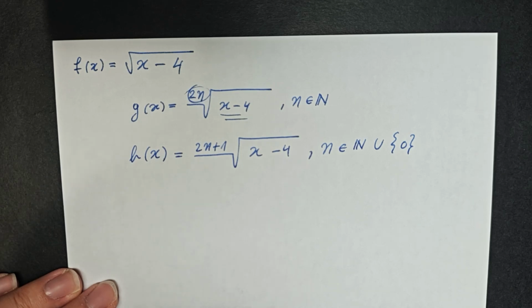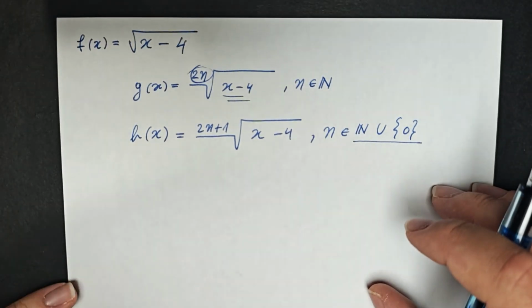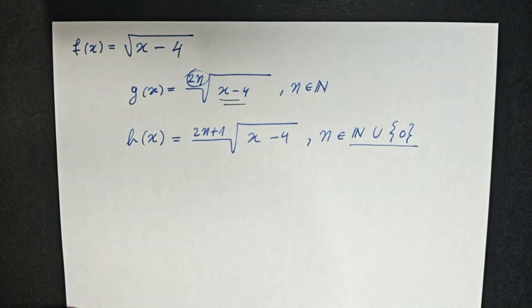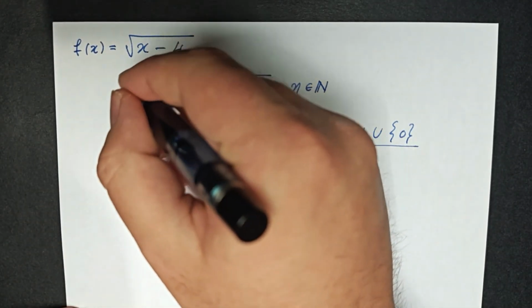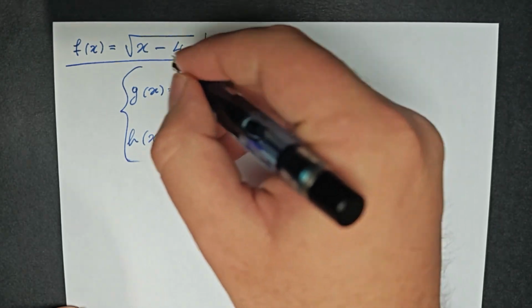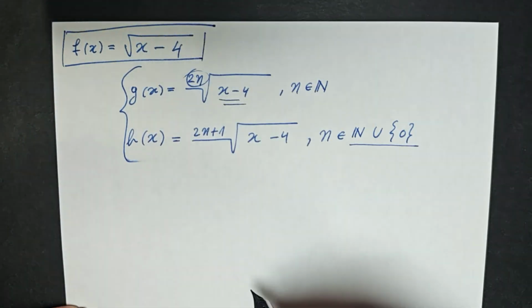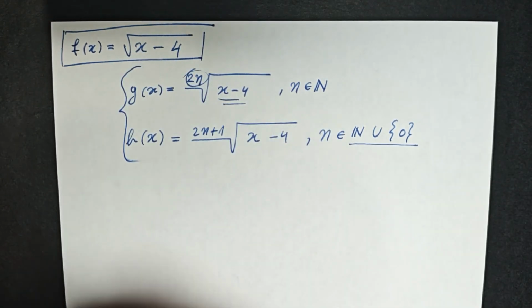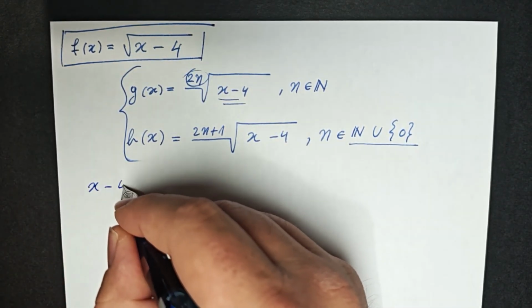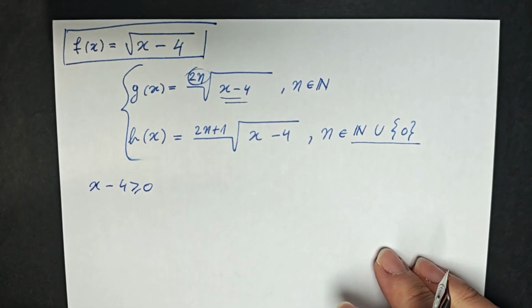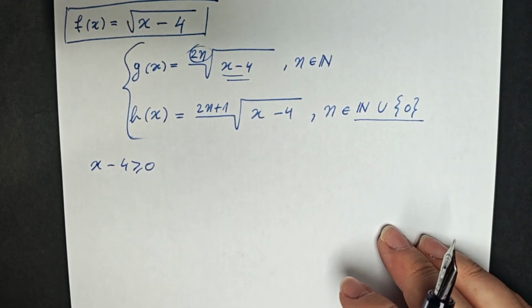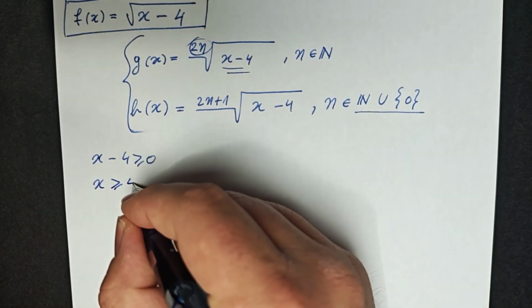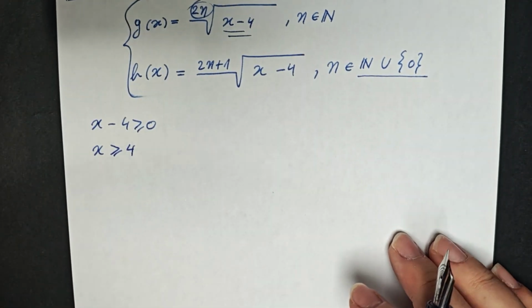It doesn't make a difference. But for even radicals, that argument has to be larger or equal to 0. As you can see here, we are dealing with the function square root of x minus 4. Our argument for the square root function has to be larger or equal to 0 in order for that square root function to be well defined. This means that x has to be larger or equal to 4.